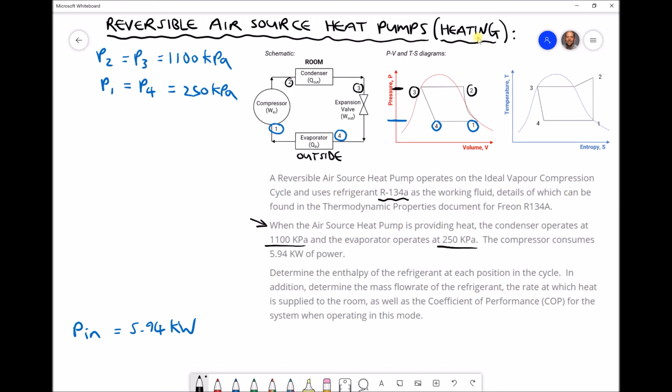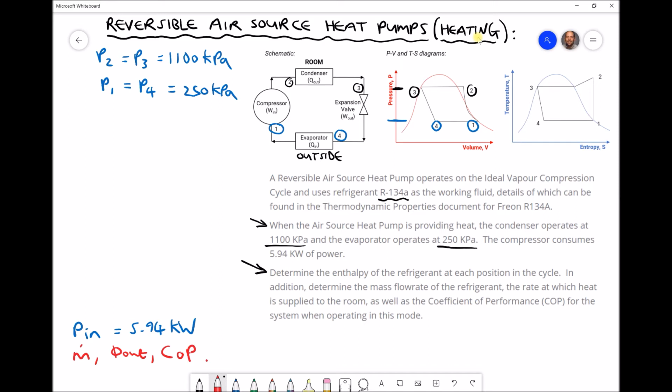So what is the question actually asking us to do? First of all, it asks us to determine the enthalpy of the refrigerant at each position in the cycle, so we need to find H1 through to H4. In addition, determine the mass flow rate of the refrigerant, so m dot, and the rate at which heat is supplied to the room. Well, the rate at which heat is supplied to the room is the rate at which heat is lost by our refrigerant, so phi out of the refrigerant is also something we need to determine. And finally, we need to determine our coefficient of performance.